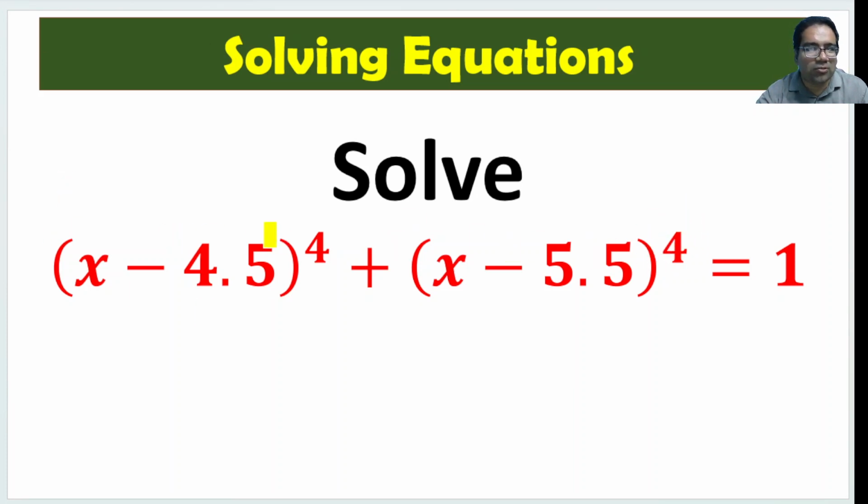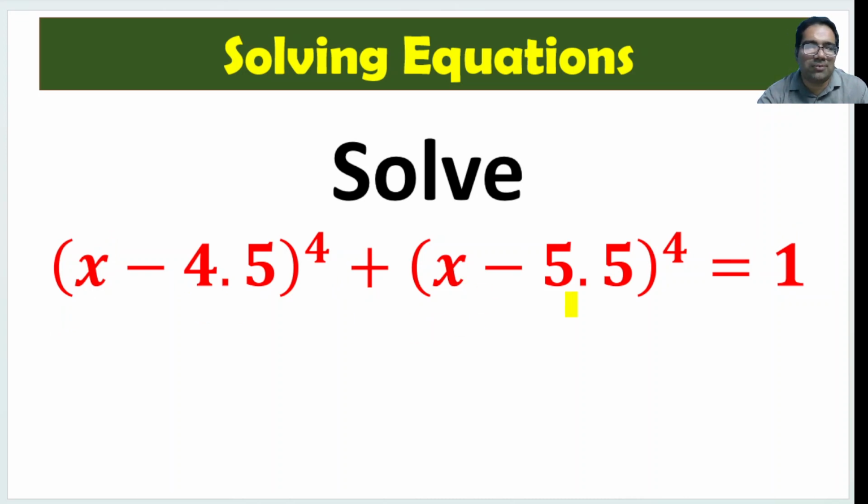4 solutions. Two of them are straight away visible. What are those two? 4.5 and 5.5. Why? When x is 4.5, this term will become 0 and 4.5 minus 5.5 is -1. 1 power 4 is 1. Right? So clearly x equals 4.5 is one solution.